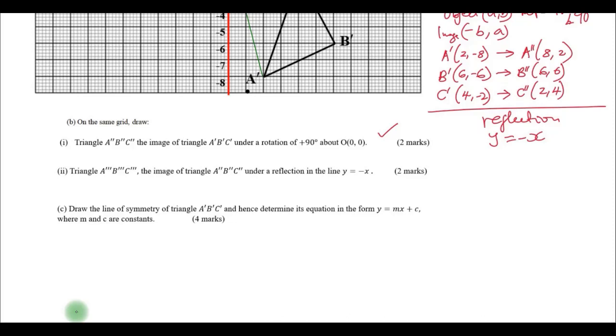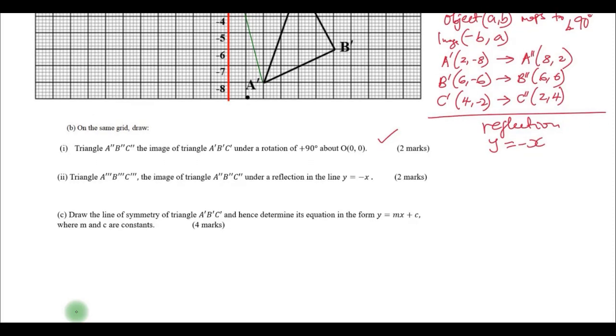we shall have, considering an object with coordinates (a, b). If it is mapped under a reflection in the line y equals minus x, then the image will be (minus b, minus a). So the coordinates are interchanged and the signs are also interchanged.